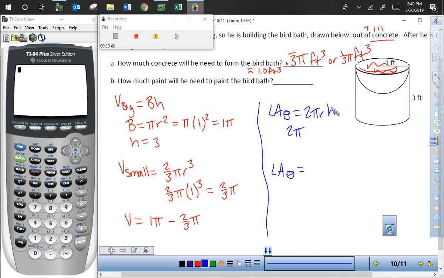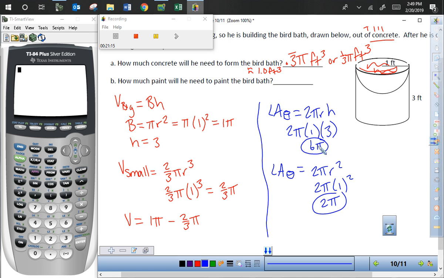On our cheat sheet, the cylinder lateral area looks like 2 pi rh. So 2 times pi, our radius is 1, our height of the cylinder is 3. So I've got 6 pi here. We'll use that. Then the hemisphere. Since we only want the lateral area, we just want the 2 pi r squared. So that looks like 2 pi times 1 squared. Again, 1 squared is just 1. Multiply it by 2, and we've got 2 pi here.